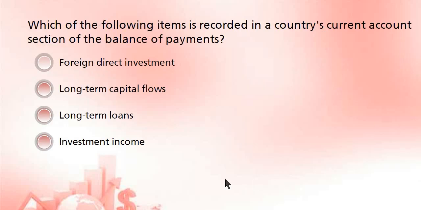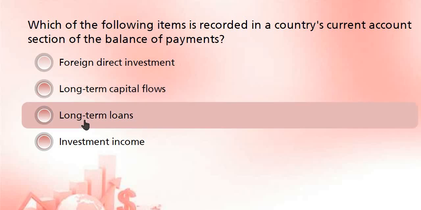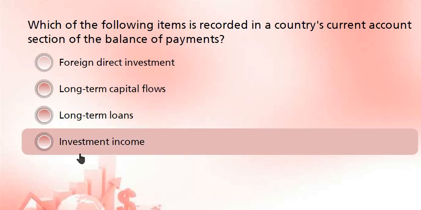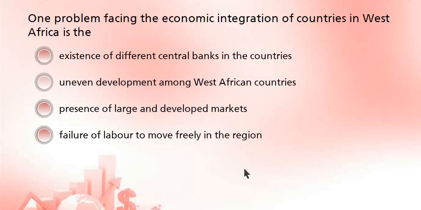Question 46. Which of the following items is recorded in a country's current account section of the balance of payments? A. Foreign direct investment, B. Long-term capital flows, C. Long-term loans, D. Investment income. The right answer is investment income. The balance of payments is divided into two parts: the capital account and the current account. The current account contains non-capital items, which include income from investment.